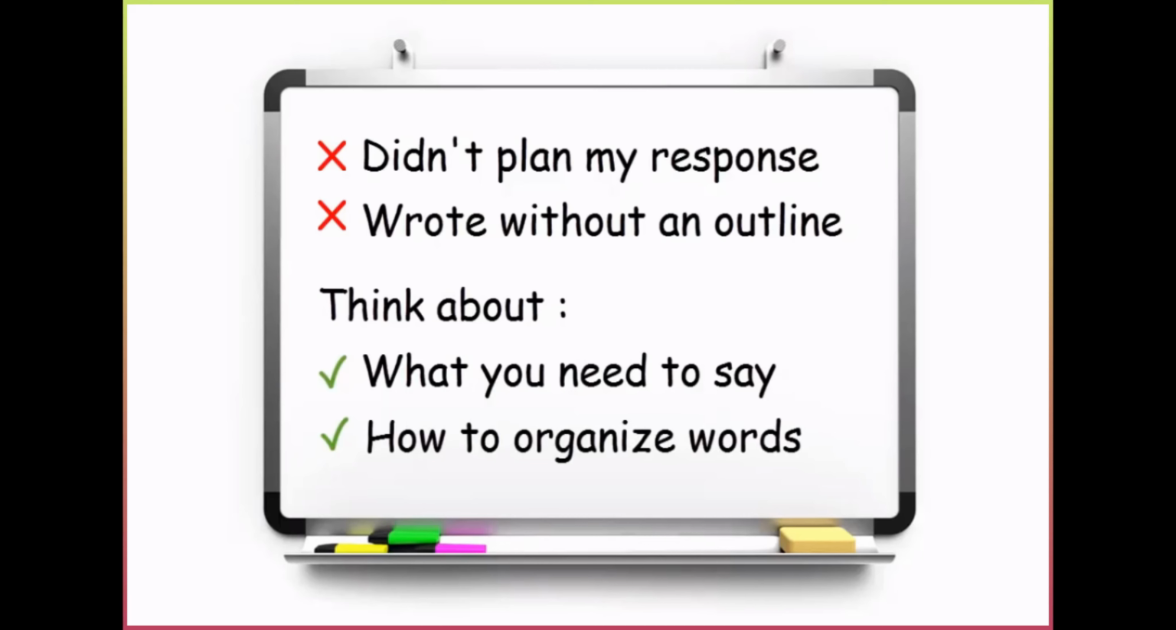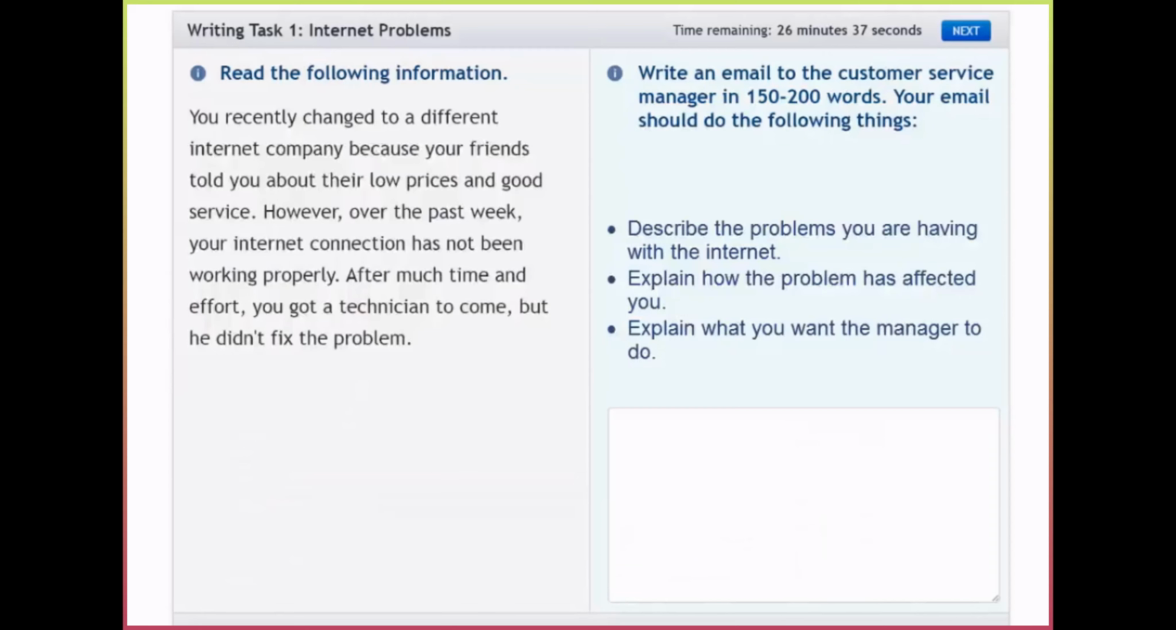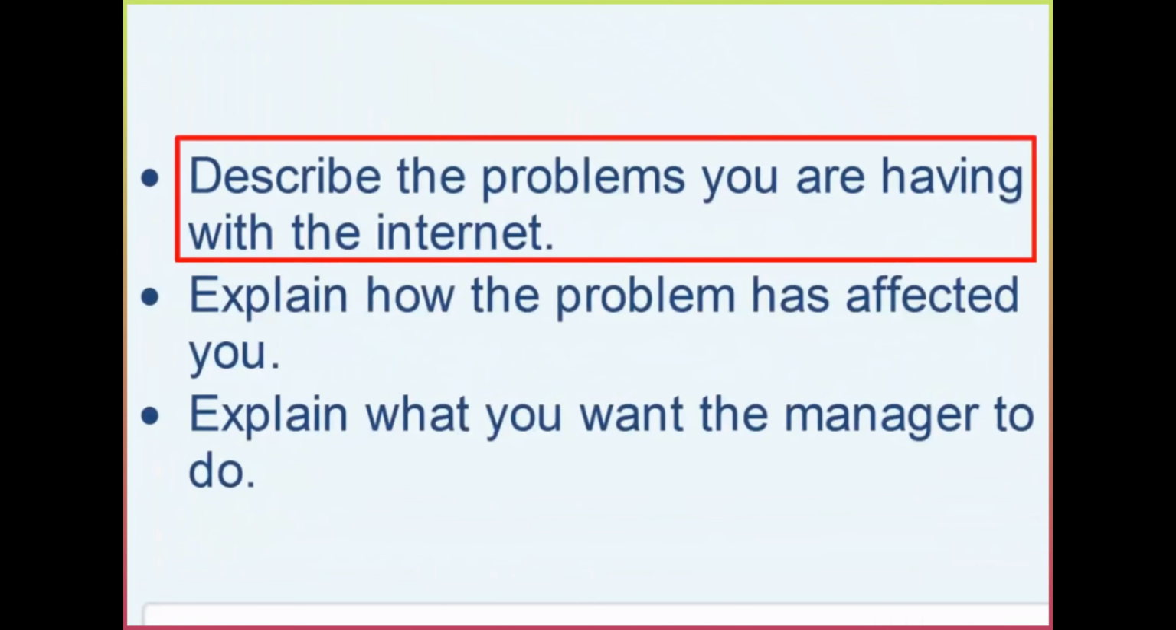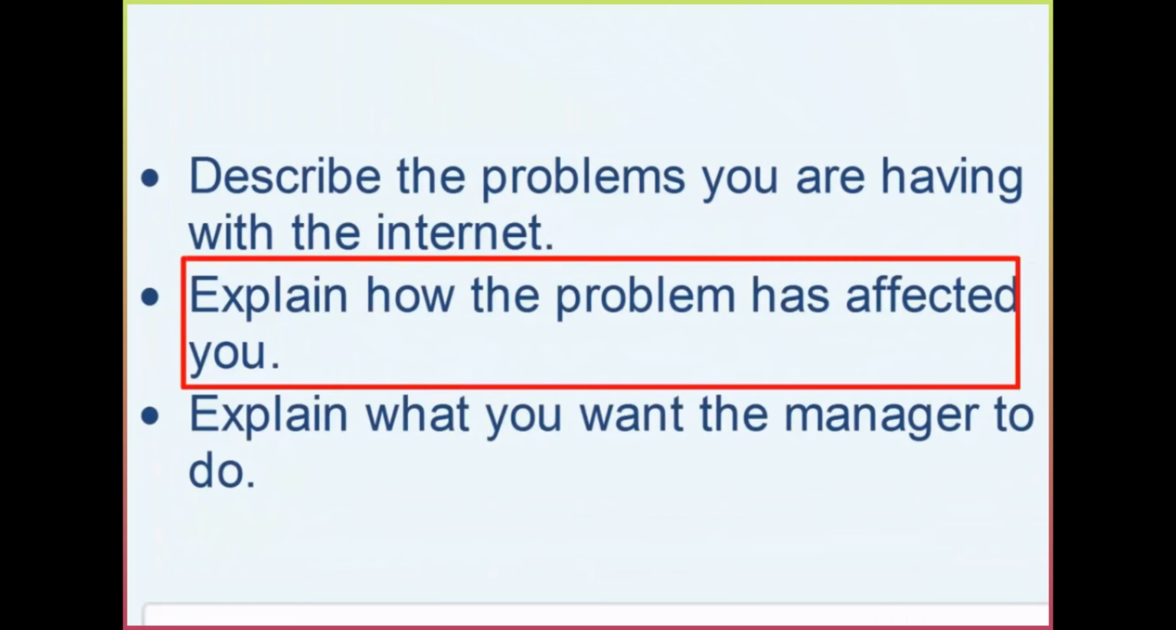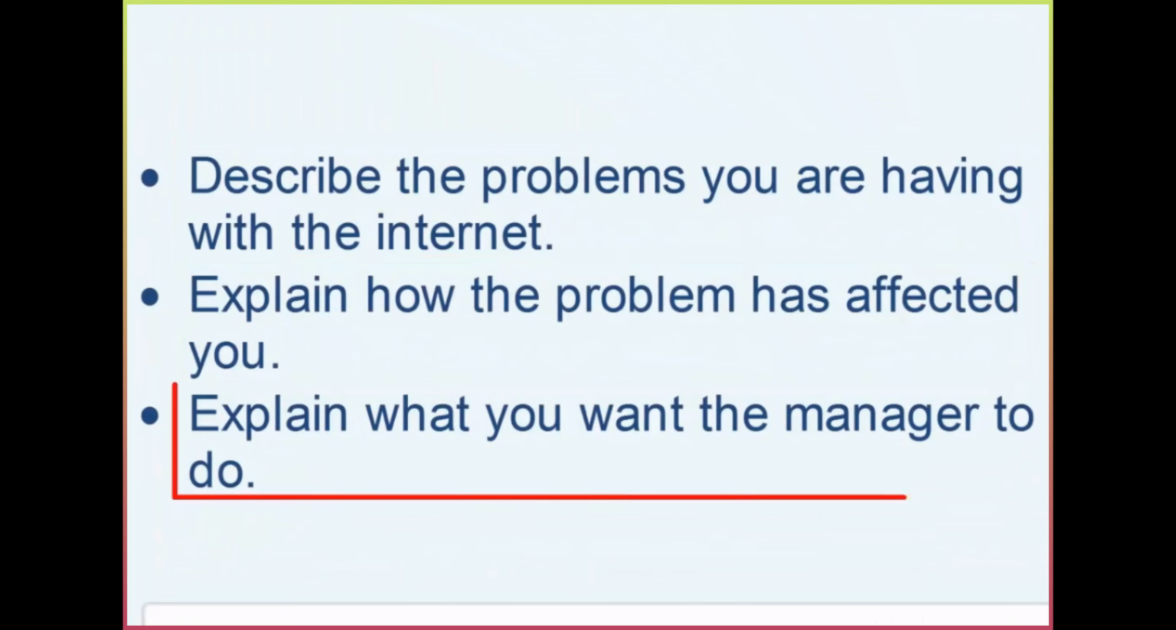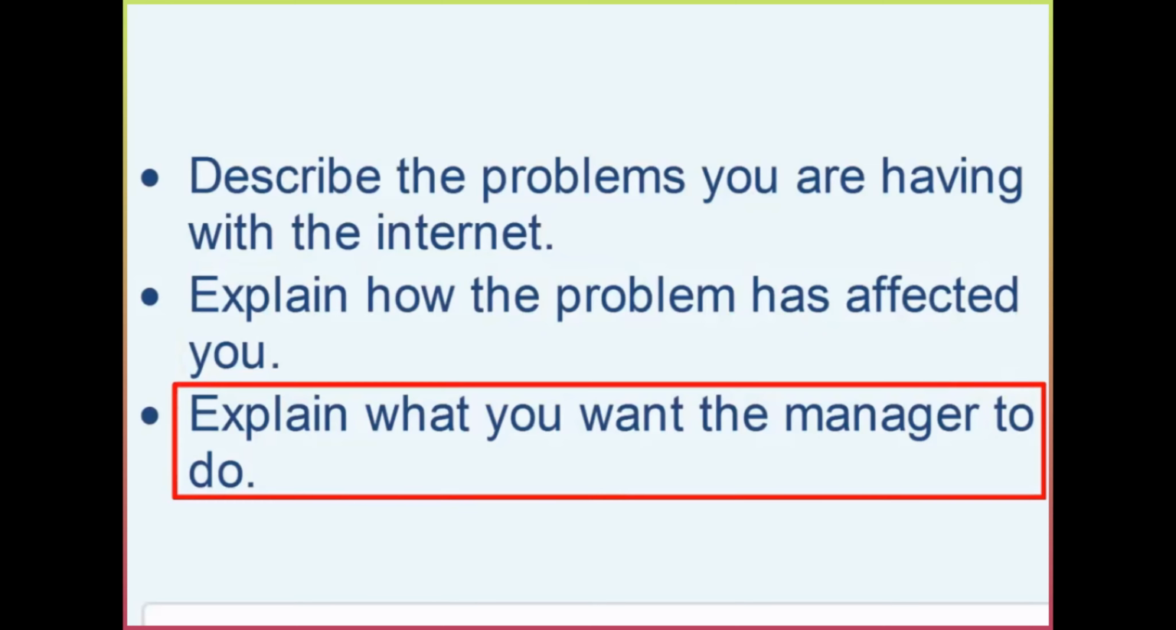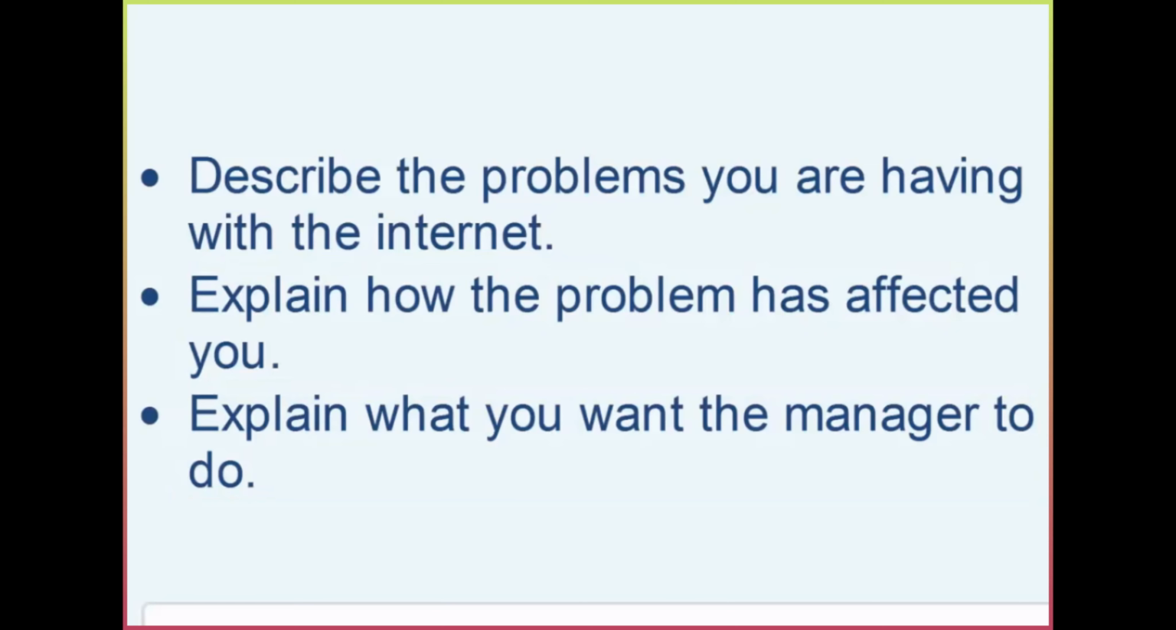Okay. So when I read the instructions, I see that I need to do 3 things. Describe the problems you are having with the internet. Explain how the problem has affected you. Explain what you want the manager to do. Each of these things is going to require several sentences if I'm going to fully develop my ideas. That means I'm going to write at least 1 paragraph for each of these 3 instructions.